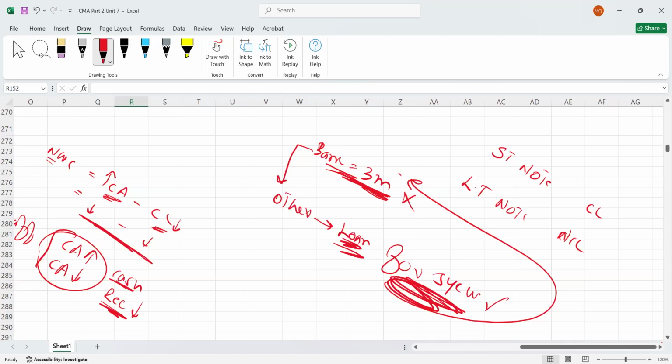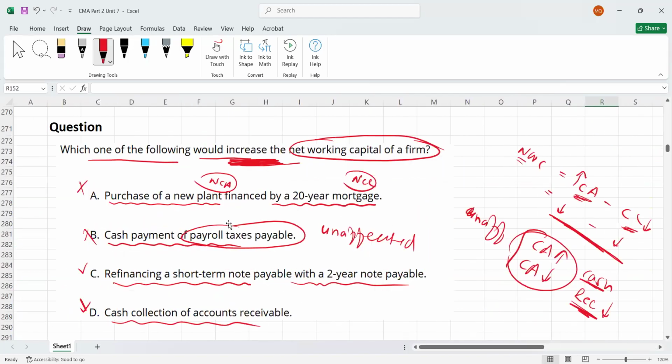If current liability is removed, it means your current asset minus current liability, your current liabilities are going to be lower. So due to that, your net working capital will increase. Yes, this is the option actually. With this concept, we discussed refinancing of current liabilities in more detail in part one. Here I just gave you a shortcut.